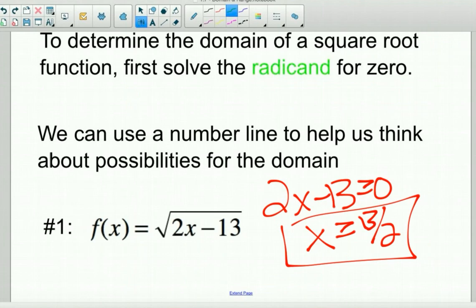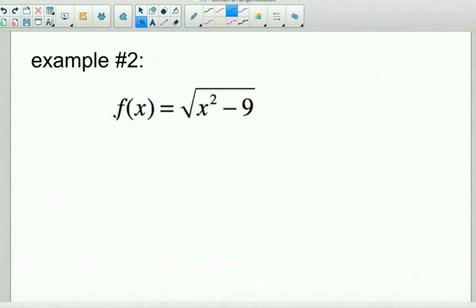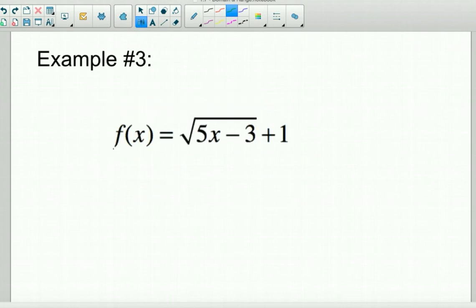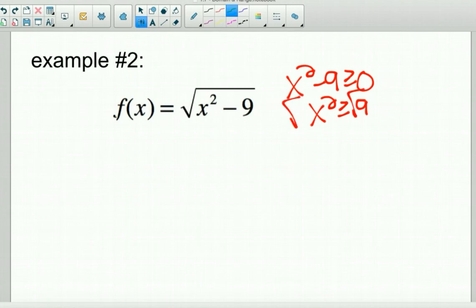But there's a number line that you can do for other types of problems, like this one. So here, the problem is underneath you have a quadratic. It's x squared minus 9. So you could say x squared minus 9 is greater than or equal to 0. You get x squared is greater than or equal to 9. And then you take the square root.